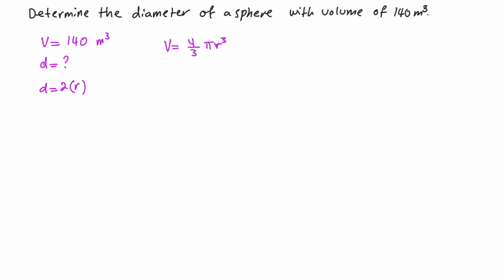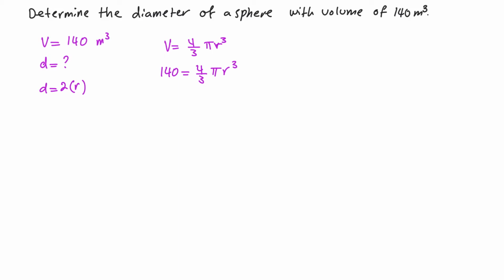So I have the volume equation. I am going to substitute this volume of 140 into this equation over here. So I will get 140 is equal to 4 over 3 pi r cubed. Now, I'm trying to isolate for r cubed. I know that r cubed is being multiplied by pi, multiplied by 4, and divided by 3. So to isolate it, I'm going to do this step by step.